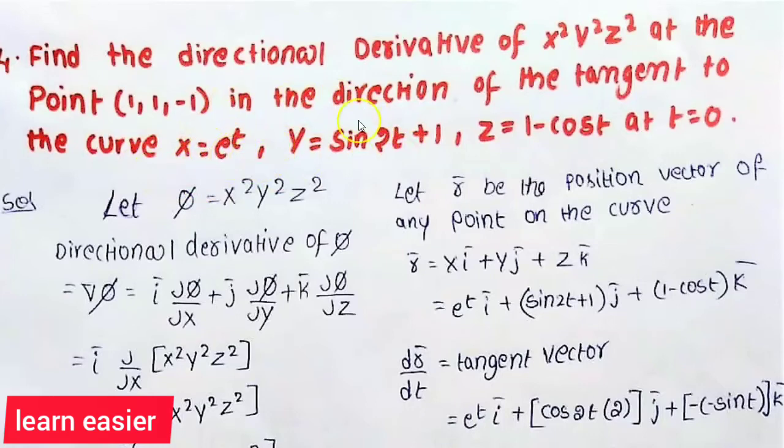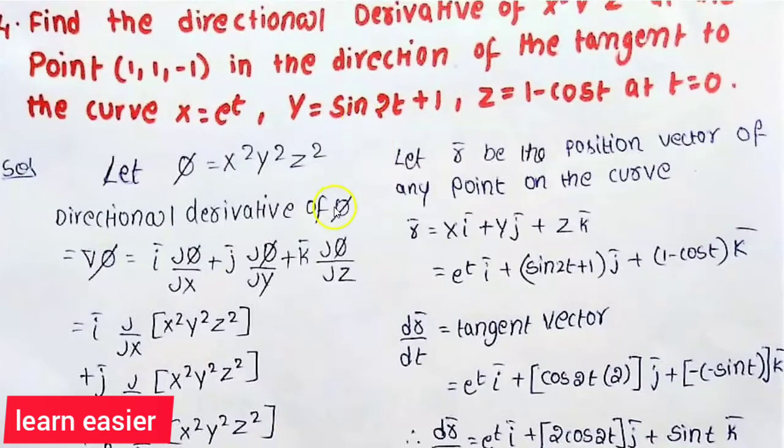And any position vector on this curve is r bar. So r bar is x i bar plus y j bar plus z k bar, and we have to find the tangent to that vector. So that is dr bar by dt, and dr bar by dt at t equal to 0 we have to find, and then we have to find the directional derivative of f in this direction of tangent, that is del f dot e cap, where e cap is dr bar by dt by mod dr bar by dt. Now let's start the solution.